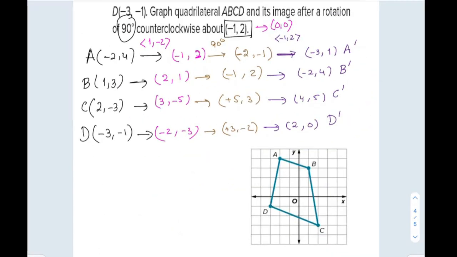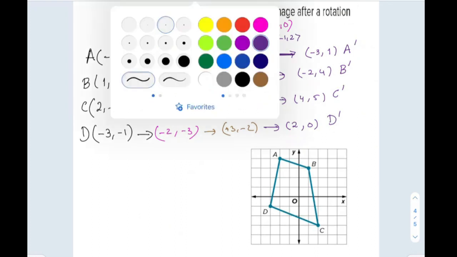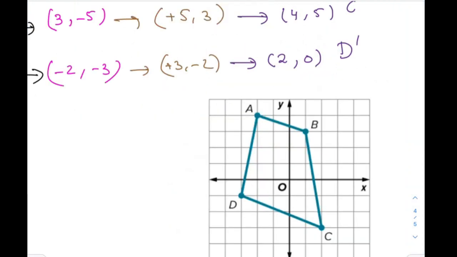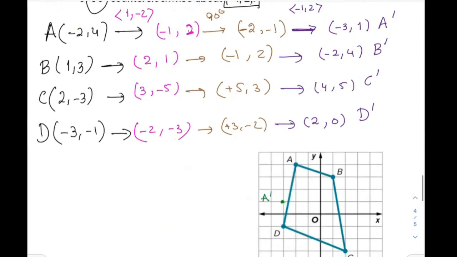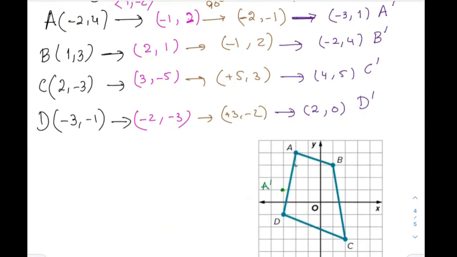And let's plot to check. I will use green to plot. A prime, (-3, 1). So this is A prime. It's not clear. This is A prime. (-2, 4) is B prime. So this will be my B prime. C prime (4, 5). Go to 4, up to 5. D prime is (2, 0). So I will match.